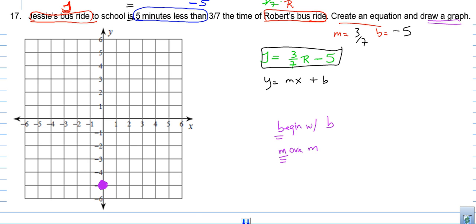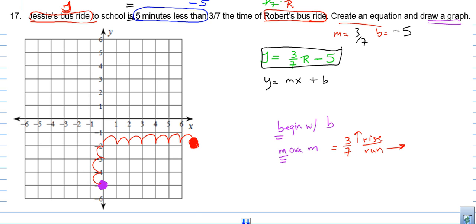Okay, now we're going to move M. Well, M is 3/7. That's our rise over our run. Okay, so now we rise up because it's positive, and we always run right. Rise over, run right. R, R, R. Okay, so we're going to rise 3. 1, 2, 3. And we're going to run right 7. 1, 2, 3, 4, 5, 6, 7. And so it actually goes off the page, but it's right there.